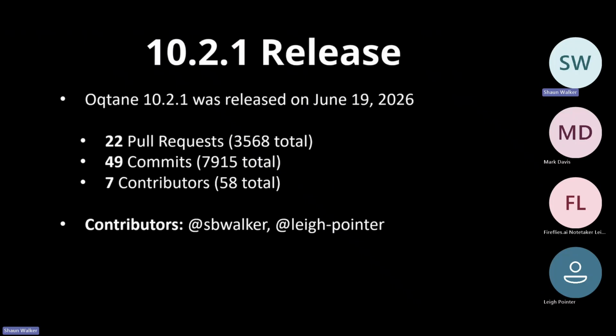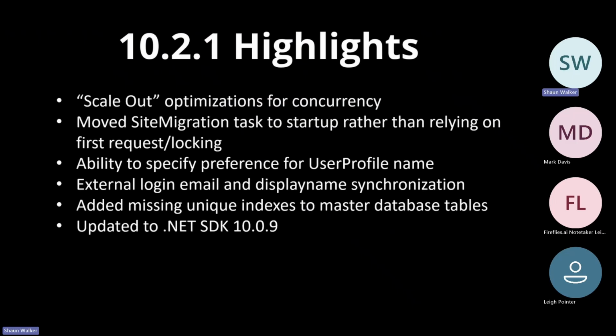So, release updates. 10.2.1 was the most recent release of Octane, and that was on June 19th. That release had 22 pull requests, 49 commits. That was done by myself and Lee Pointer. Some of the highlights of that release were that it was again focused on optimizing some of the scale out capabilities that were added in 10.2. The main focus was on when running in a scaled out environment in production.